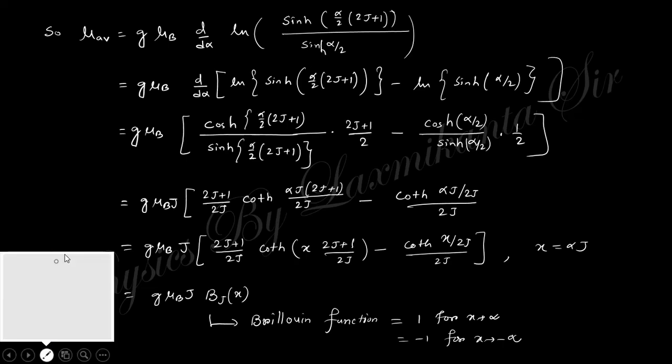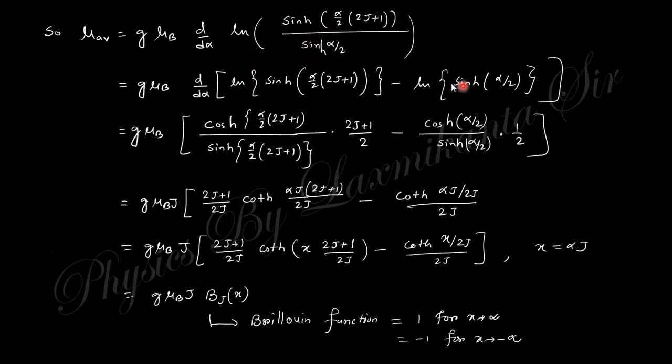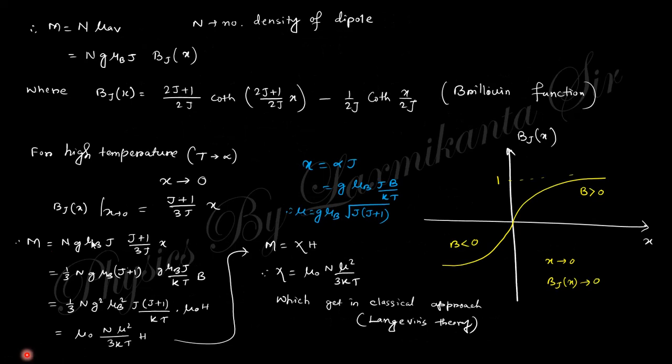If you separate out this thing using the ln property, then take the derivative and rearrange, you will obtain this expression. This is known as the Brillouin function, which is 1 for x tends to infinity, and for minus 1 it is minus infinity. So if you draw this Brillouin function, it will be like that. Finally you will obtain these things. For high temperature, x tends to 0, and you will obtain the same result as the Langevin theory. So this also satisfies the high temperature property. The Langevin theory is satisfied here also.